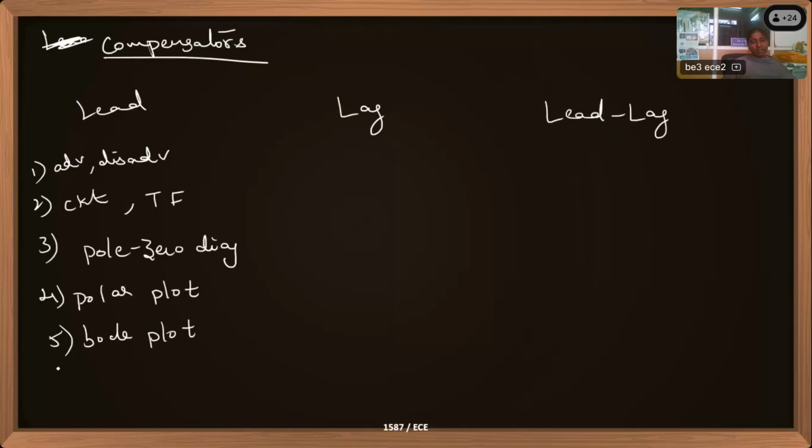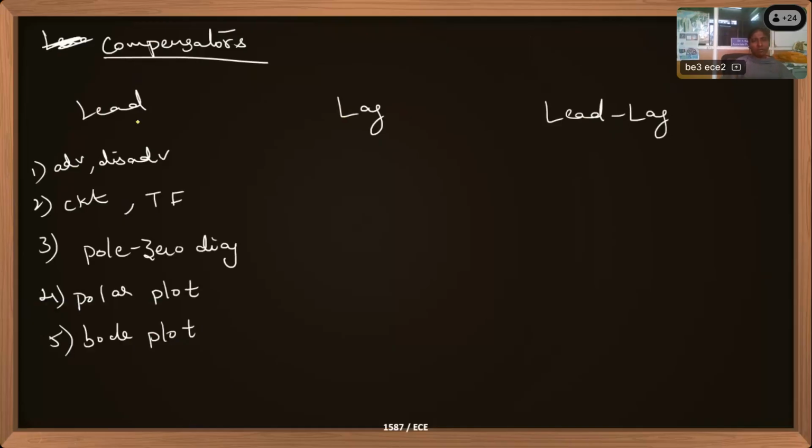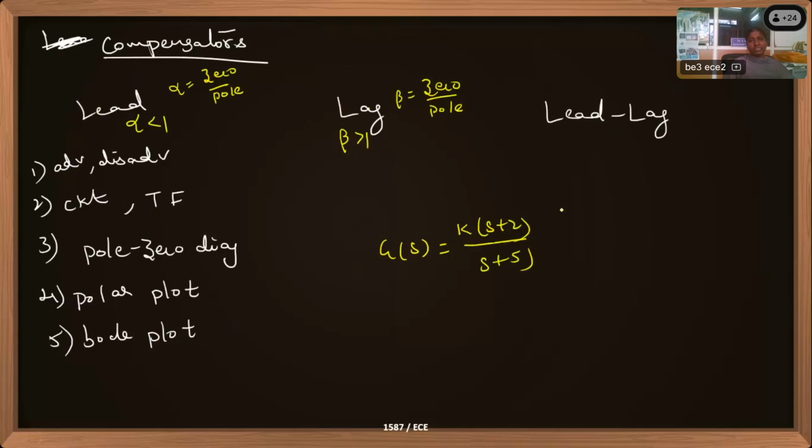And then calculate the formula for the lead compensator: alpha value is less than 1. For the lag compensator, beta value is greater than 1. Alpha formula is zero by pole, and beta formula is also zero by pole. They may give you a transfer function and ask you to calculate the beta value. For example, the transfer function is k into s plus 2 divided by s plus 5. Which compensator is it?